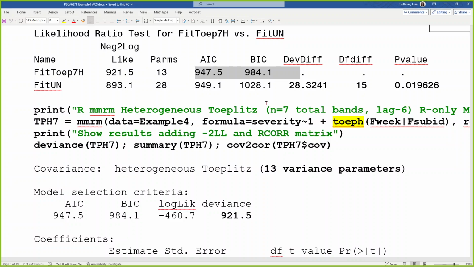Okay, so yes, AIC and BIC may disagree with the likelihood ratio test.